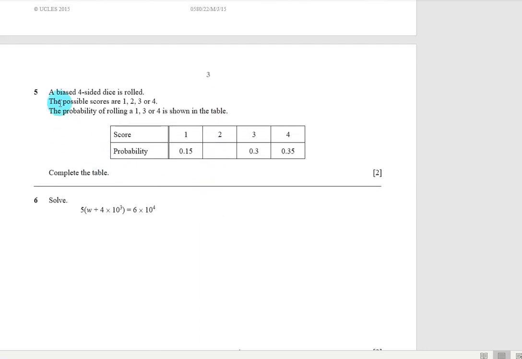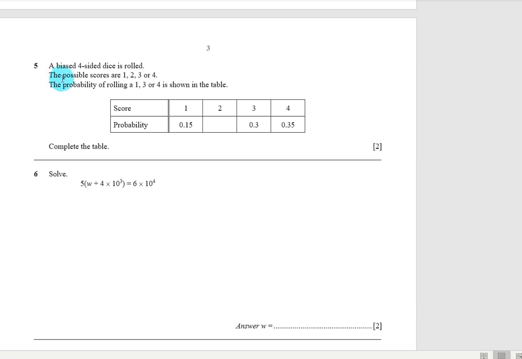Let us see this question. A base, the four-sided die is rolled.